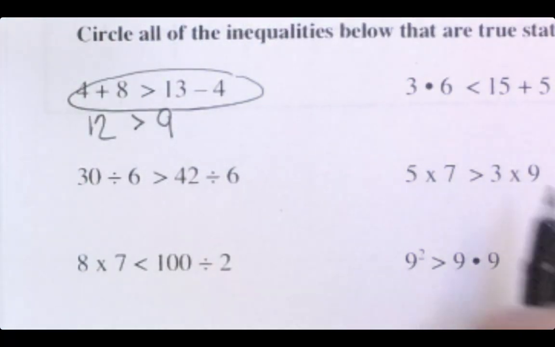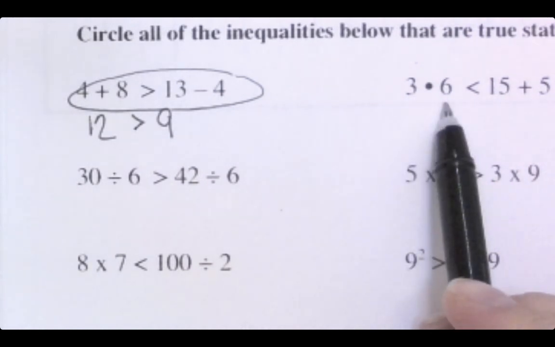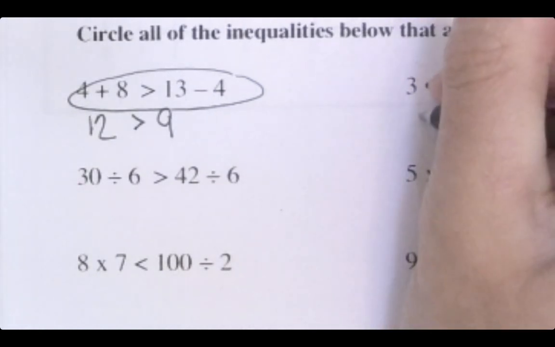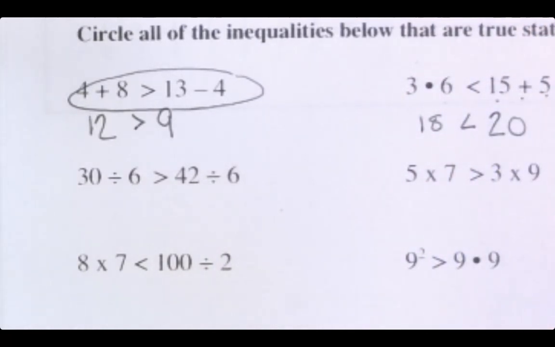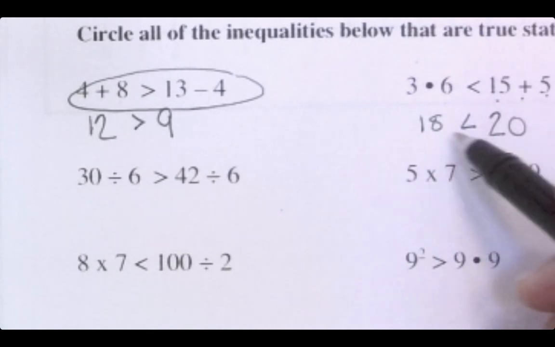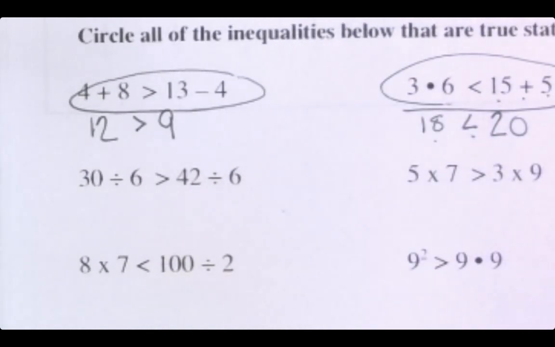What about this one right here? 3 times 6 is what? 18. Less than 15 plus 5, which is 20. So I'm going to pause the video and you are going to tell me either that it's circled, meaning yes, it is true, or no, it's not circled because it's not true. Welcome back. We should have circled it, because 18 is less than 20. I'm so sorry. So you should have put yes.